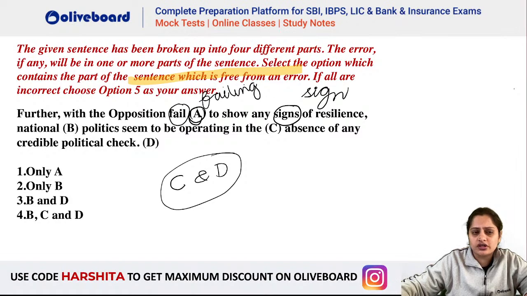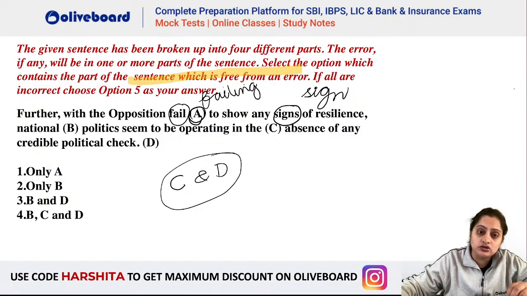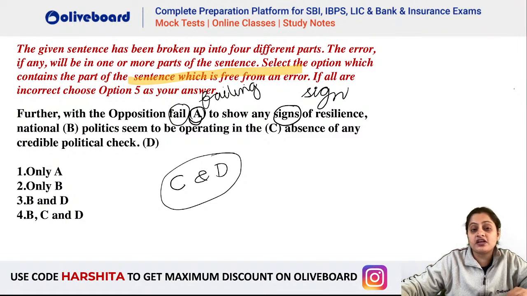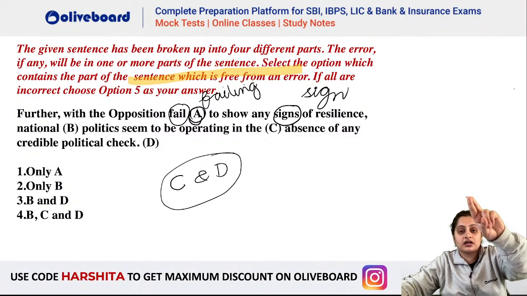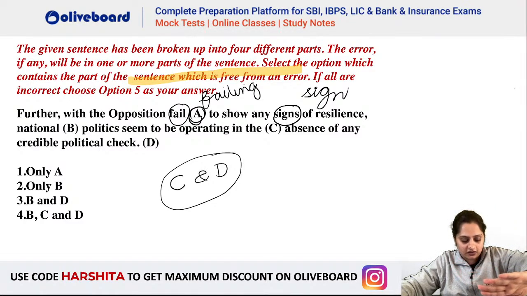Now, this question: is "with opposition fail" okay? No. If you read the complete line, you can't write "with opposition fail". With the opposition failing to do this, because ahead there is an infinitive form to show. So we will have to write "failing". Okay. Error free we had to mark. Okay guys, I also have to learn this, that in the exam we have to read the pattern very carefully.